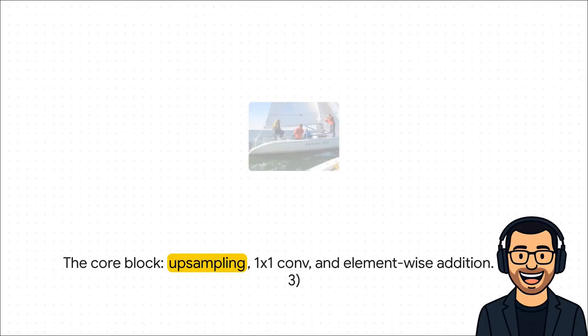And the core building block that makes all this possible, it's surprisingly simple. There's no crazy, complex math here. The high-level map gets upsampled, the detailed map gets a little tweak from a simple convolution, and then they're just added together. That's it. That simple act of addition is what merges these high-level concepts with precise location, creating a brand new, powerful feature map at every single level.